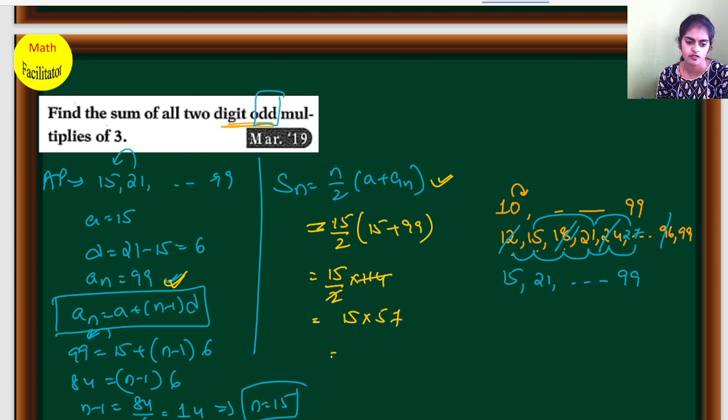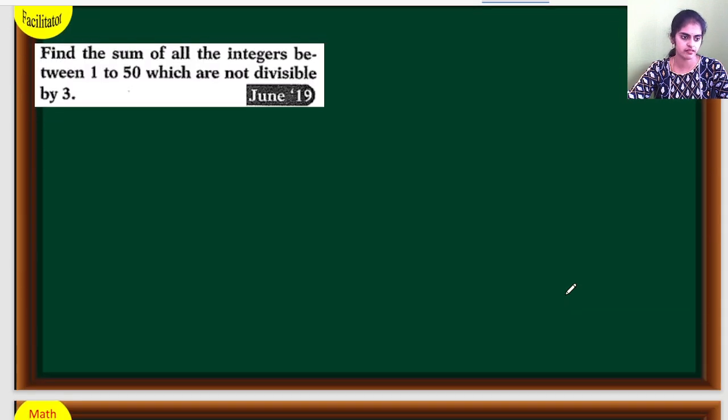Fives are 10 and 7. So 15 into 57. This is the sum. Clear? Let's proceed to the next question.